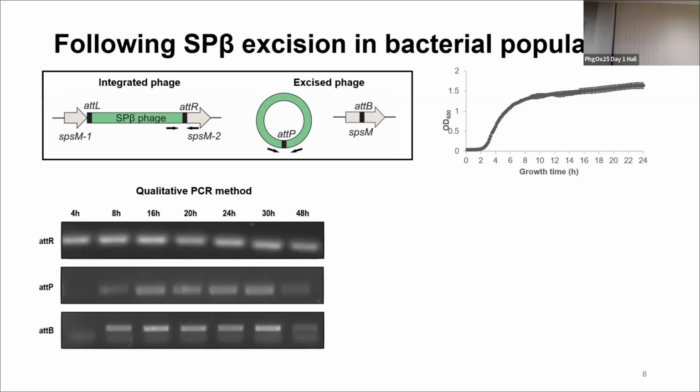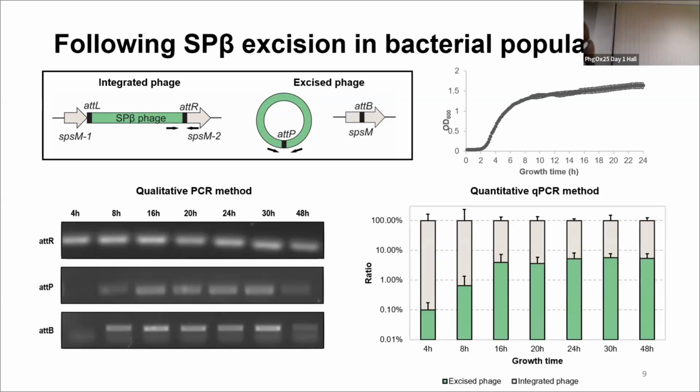You can see that while the Bacillus subtilis is growing, and here you can see a typical growth curve where the stationary phase starts around 8 hours, at the onset of stationary phase we also start to see the amplifications for attP or attB appearing. So this is when the phage starts excising. However, the signal for the integrated phage is present all the time. So it seems that a part of the population keeps the phage integrated.